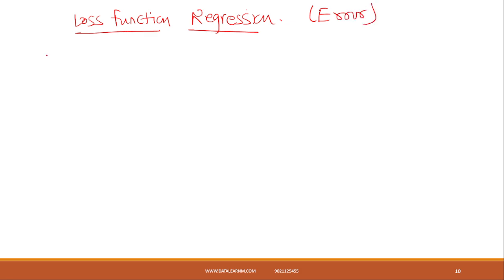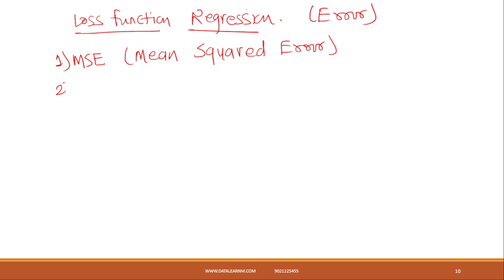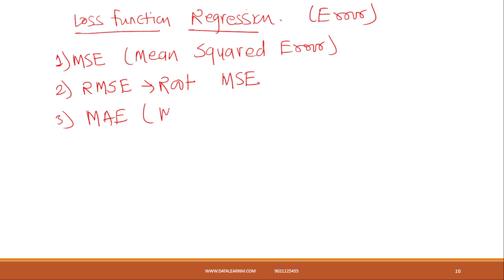Sum of squared error, we have seen something, right? In that, the first one is MSE, mean squared error. We use these while evaluating the algorithm. The second is root mean square error, which is just the square root of MSE. And the third one is MAE, that is mean absolute error.